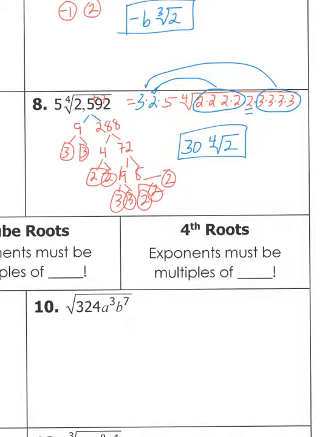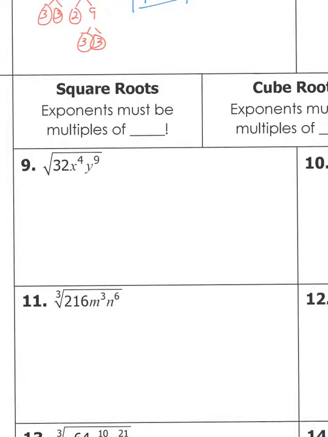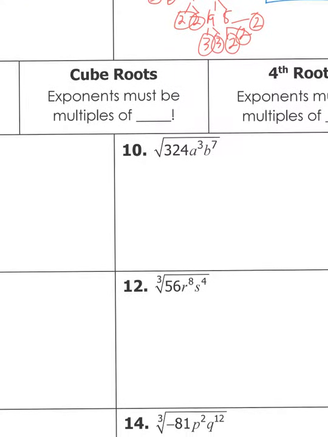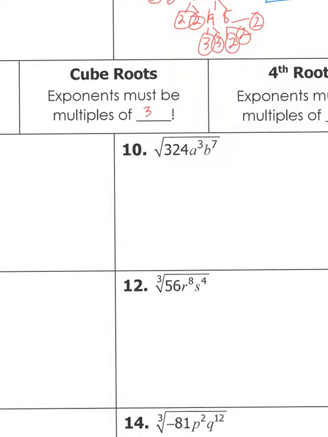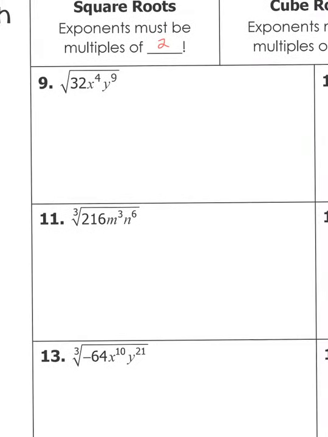Now we're going to throw some exponents into the mix, or some variables with exponents. So let's keep a few things in mind. If I'm going to take the square root of a power, which is a base with an exponent, the exponents must be multiples of 2. If I'm going to take the cube root of a power, the exponents must be multiples of 3. And if I take the 4th root of a power, my exponents must be multiples of 4. What does that mean? So let's look here at number 9.